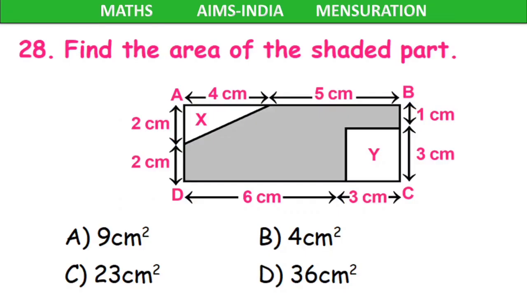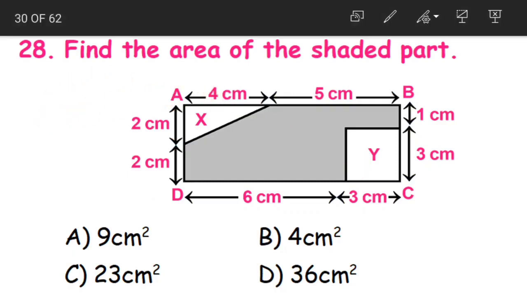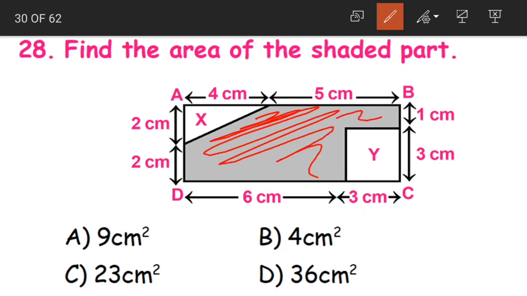So we are continuing the multiple choice questions from the chapter mensuration. Coming to the first question for today, question number 28. Find the area of the shaded part. See, this is the area of the shaded part.